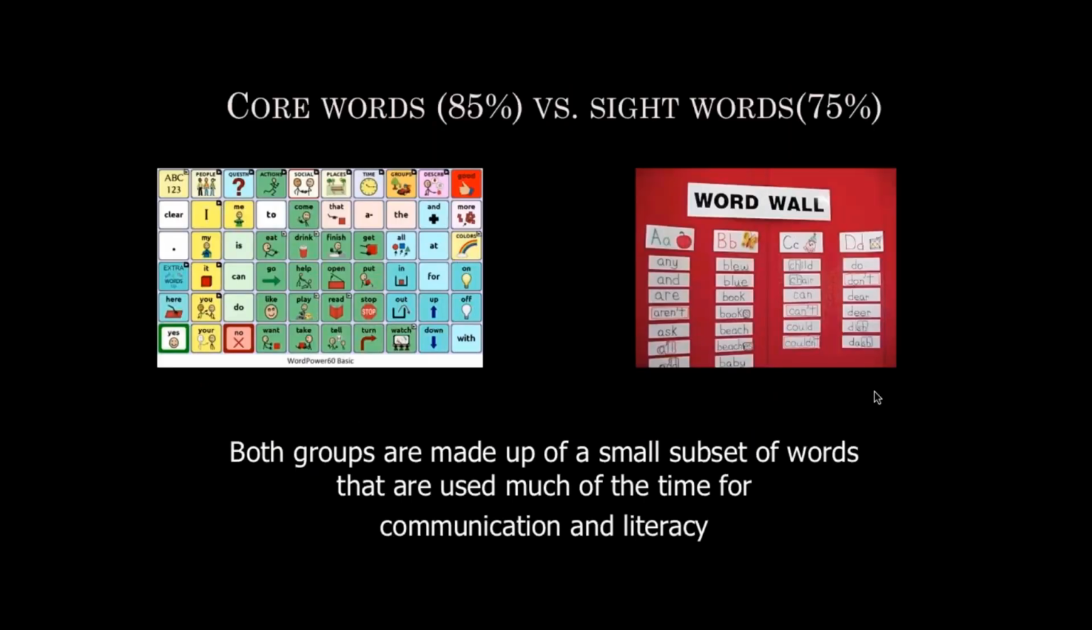So when we look at core words versus sight words, they're both small groups of words that are used a lot of the time, so high percentages. So what does that look like? If we really break it down.